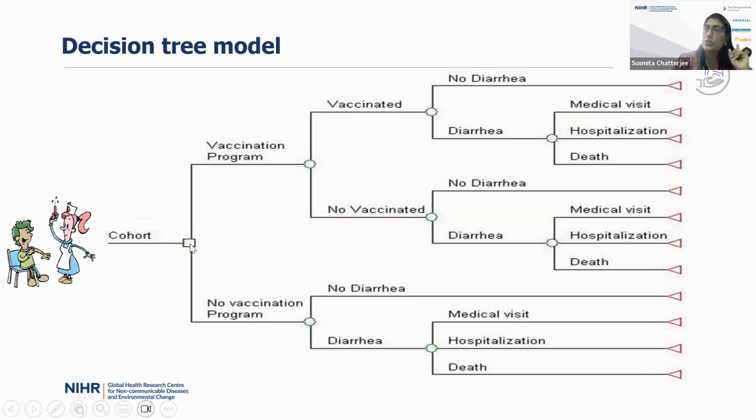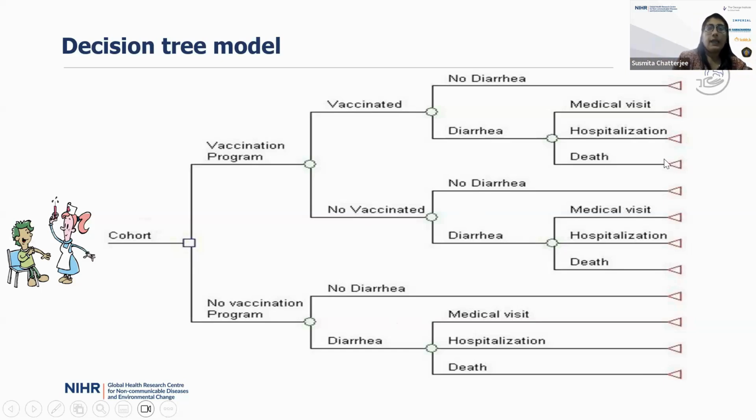A couple of things you should remember: this is the decision node. Vaccination or no vaccination is your decision. This decision node is nowhere else in your decision tree. All those others are chance nodes. These are chances of vaccinating, chances of not vaccinating. Diarrhea, no diarrhea. These are chances of going to a medical visit, hospitalization, death. And these are all terminal. You end your analysis here.